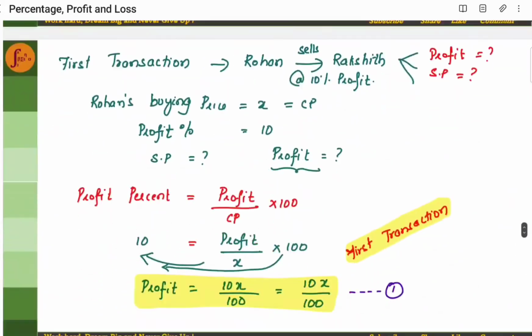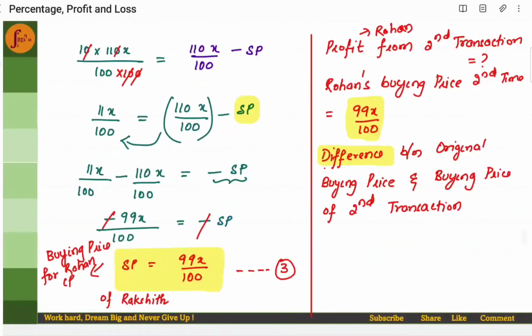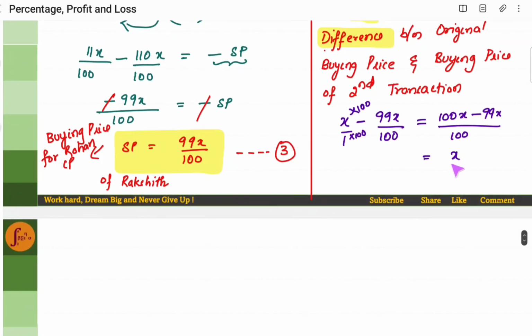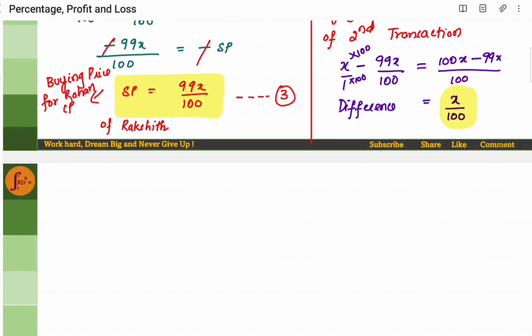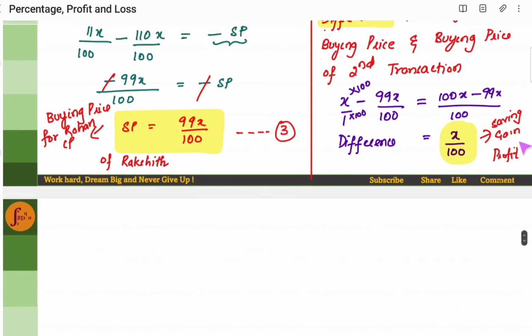Now that is what we'll find out here: what he has saved. We assume that the first time he had bought it for X. Buying price is X. Now the second time it is 99x by 100. Correct? Now what is the difference? I'll take 100 as the LCM, so I'll multiply with X: 100x minus 99x. I'll get x by 100. This is the difference. This is his profit. This is what he has saved. His saving, his gain, his profit, whatever you call it. So in the second transaction, he's made a profit of x by 100.